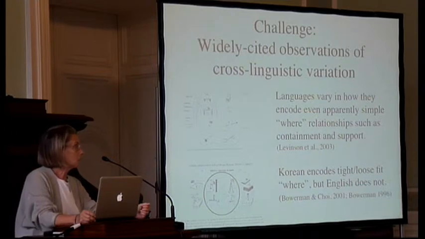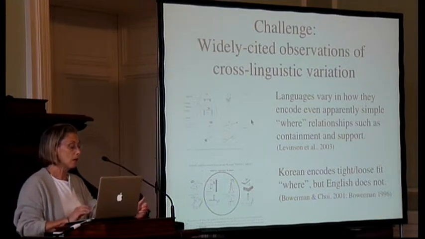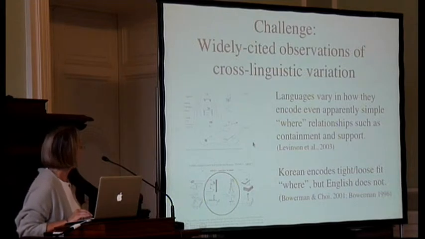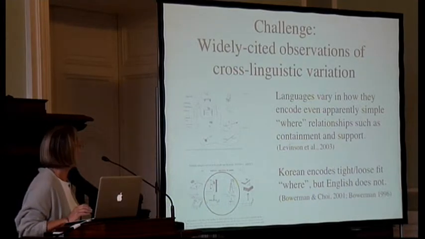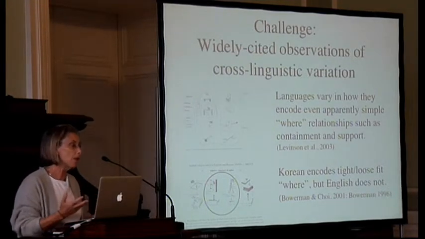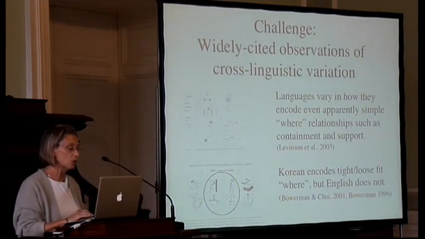But some of the examples that have been given in the literature are, one, the fact that languages vary even in how they encode very simple relationships, such as containment and support. And I think this graphic from Levinson et al. is probably pretty hard to see, but it basically shows pretty straightforward spatial relationships such as an apple on a table, a ball under a table, a stamp on a letter. And Levinson and others have pointed out that even those apparently simple spatial relationships really are, the domain is cut up in somewhat different ways across different languages. So that's one challenge to the idea that there are universals, perhaps.